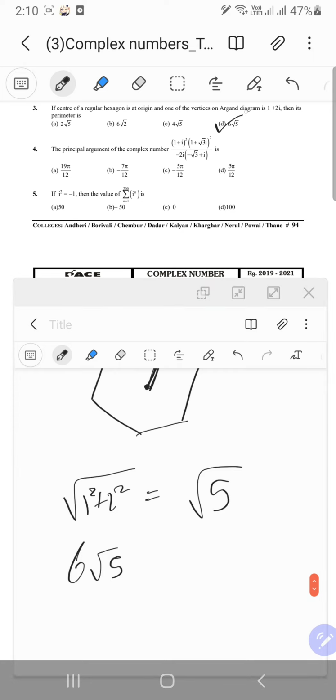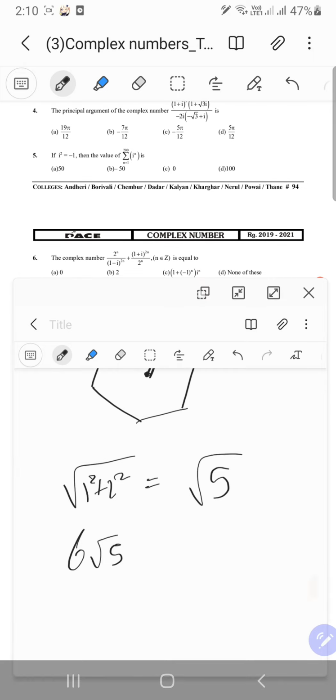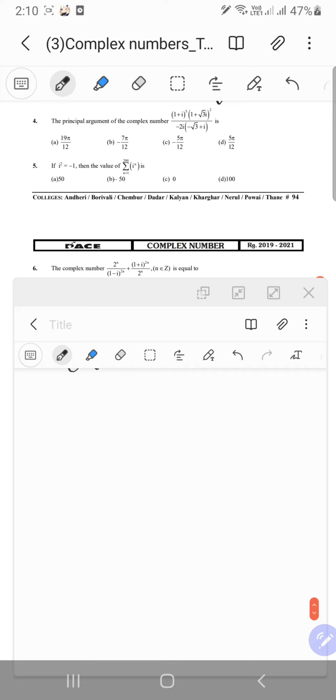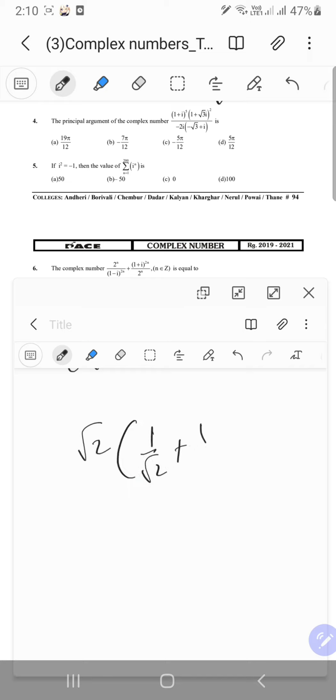Next question. The principal argument of the complex number (1 + iota) to the power 5 over (1 + square root of 3 iota) to the power 2. Alright, no big deal. So (1 + iota) power 5, we can write it as square root 2 times (1 upon square root 2 plus 1 upon square root 2 iota). So it's just going to be square root of 2 times cosine of pi by 4 plus iota sine of pi by 4. So it's e to the power iota pi by 4, from Euler's theorem.